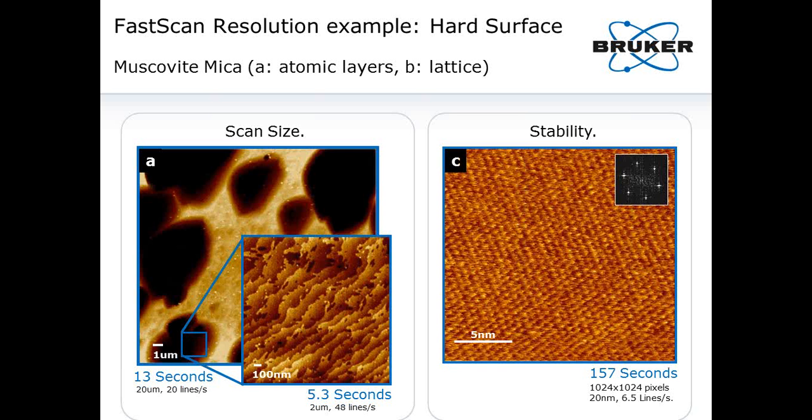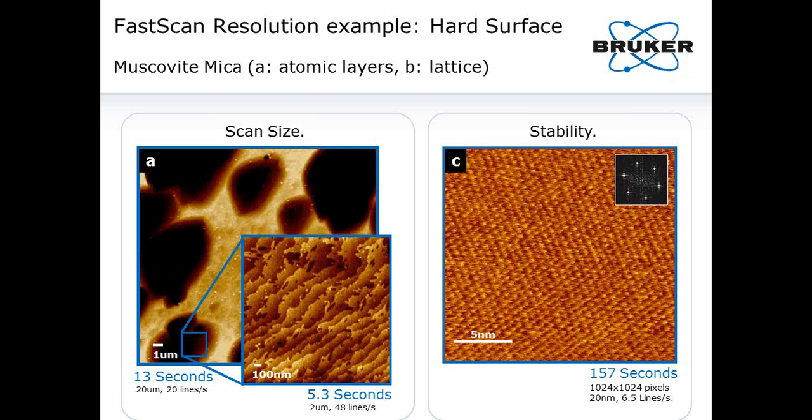The 2 micron zoom in of one of the pits shows the individual mica layers, which are vertically separated by about 5 angstrom. For those familiar with AFM, the imaging times of 13 seconds for the large scan and 5 seconds for the zoom in will be lightning fast. On the right-hand side, we see again a mica surface, in this case without etching, and only a scan area of 20 nanometers. We can clearly see the mica lattice.